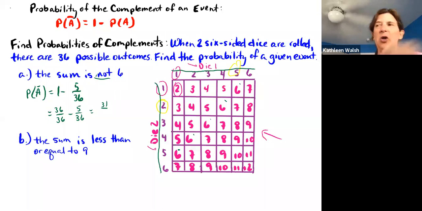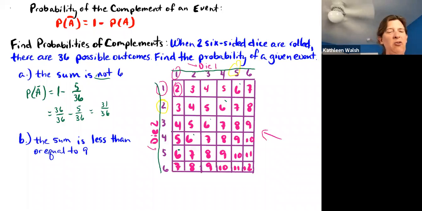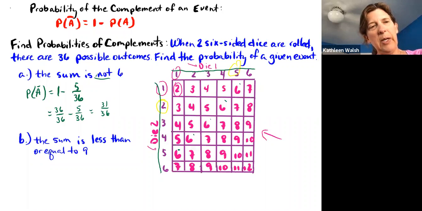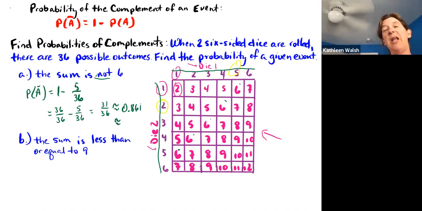And if I turn that into a decimal answer, 31 divided by 36 is about 0.86. There's that continuous 1. So we're going to say it's about an 86% chance of rolling a number that is not the sum of 6. Let's look at B.